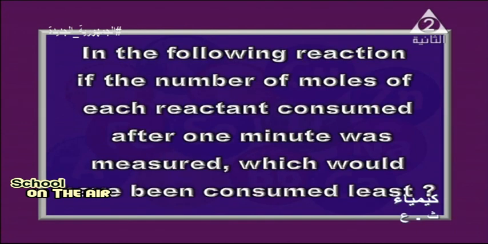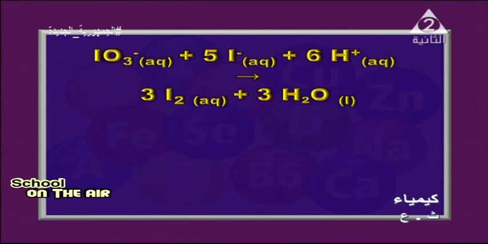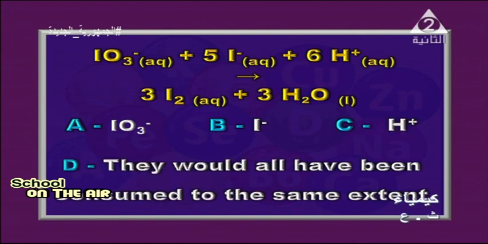Next one. In the following reaction, if the number of moles of each reactant consumed after 1 minute was measured, which would have been consumed at least? This equation represents the reaction. We are going to choose which one has the least consumed. Is it IO₃⁻, or I⁻, or H⁺, or would they all have been consumed to the same extent? If you think about this, we have to choose the number of moles which is the least among the reactants. So the answer here will be IO₃⁻.